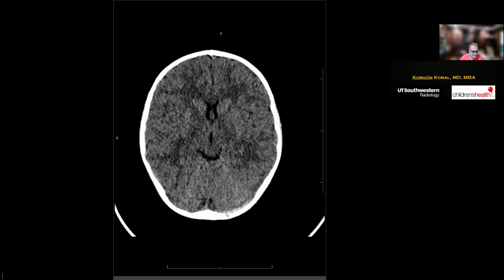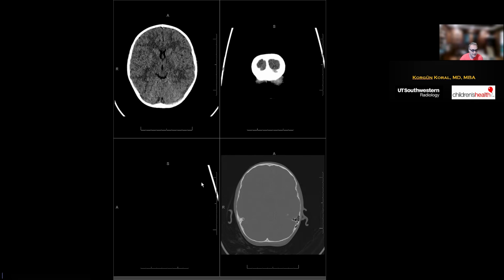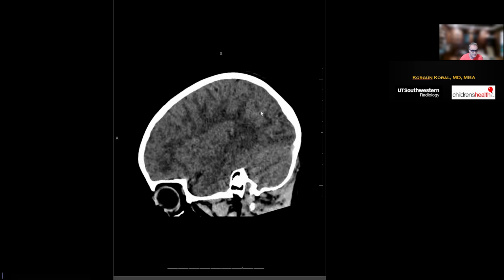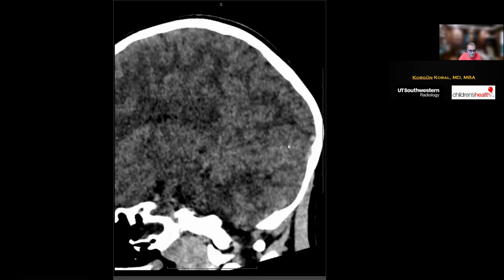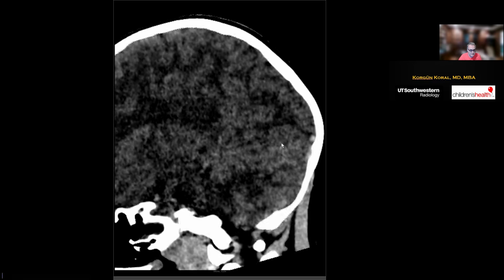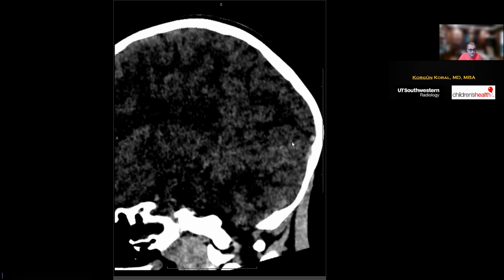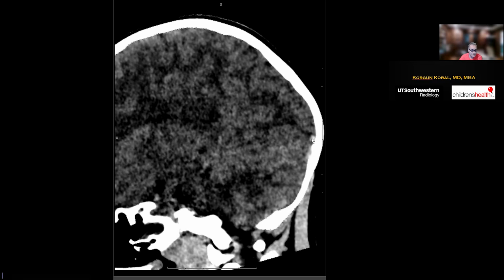Is this an extra-axial hematoma, or is this thrombus within the sinus? Hard to know definitively. This child also had some petechial hemorrhage of the left occipital pole.